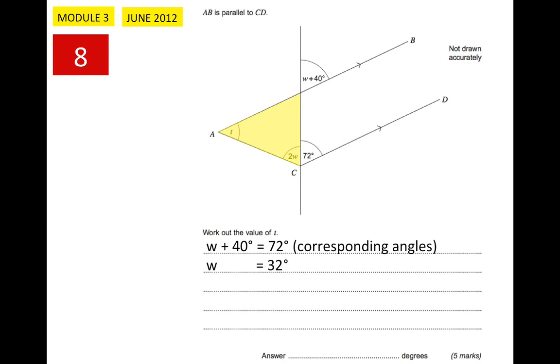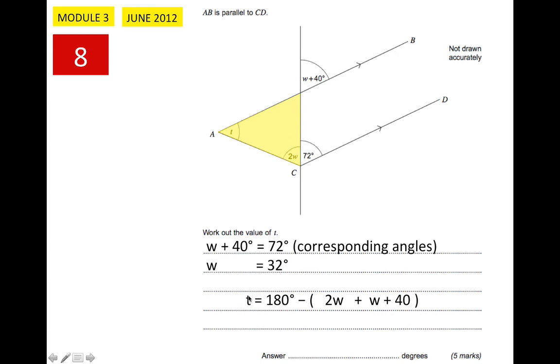Now, we've got a triangle there, which I've marked in yellow. And a triangle always adds up to 180. So we know that one of the angles is T over here. We know that one of the angles is 2W. We know that the third angle is W plus 40 because it's the same as the angle on the other side, W plus 40. When two lines cross over, then the opposite angles are equal. So we've got a triangle in yellow there with T, 2W, and W plus 40.